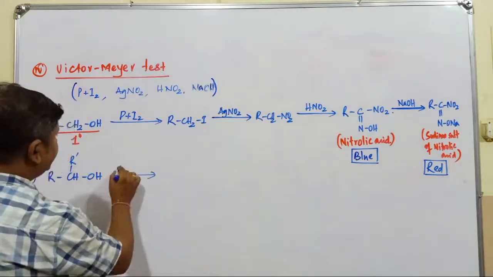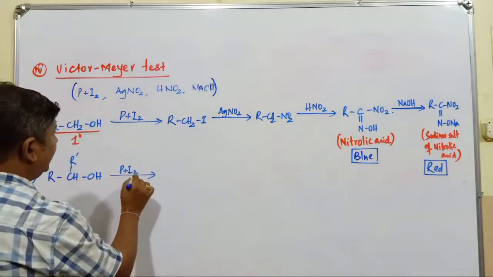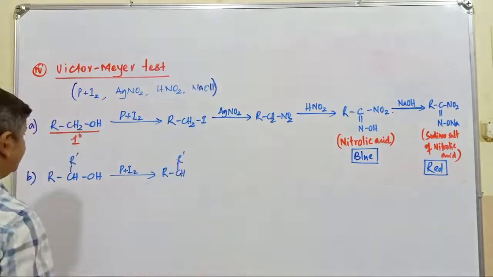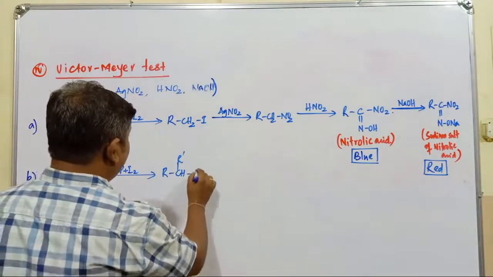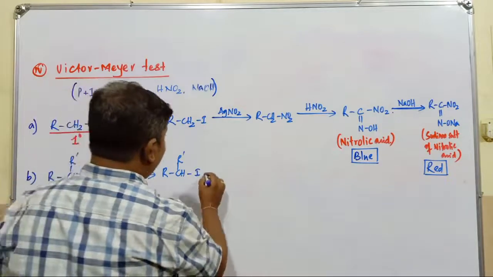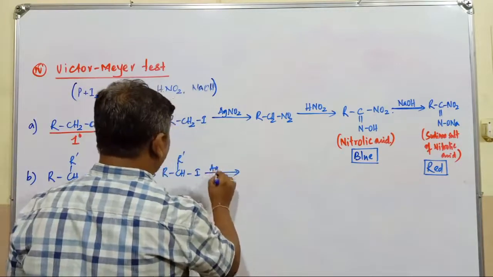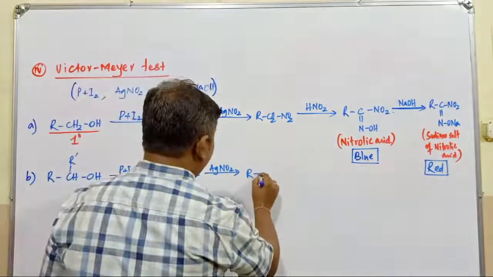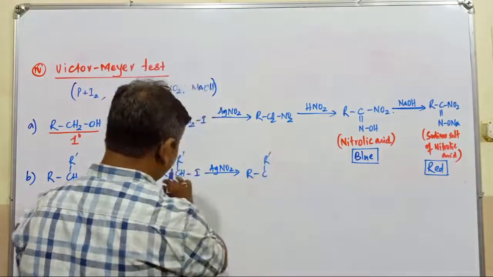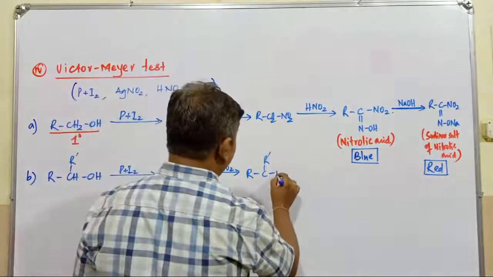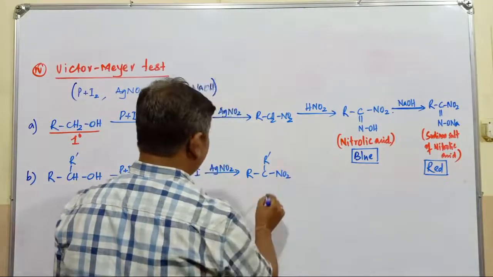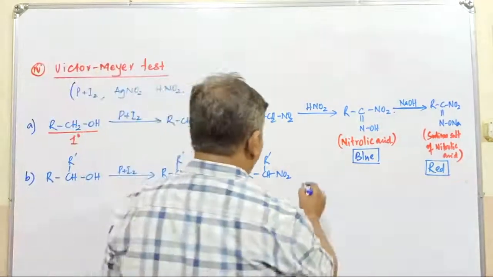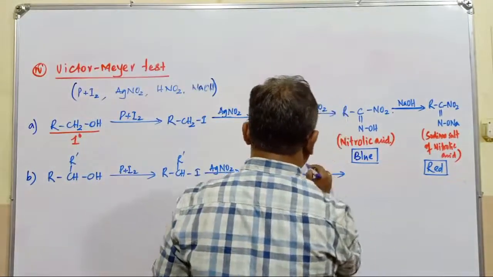First, it is treated with phosphorus and iodine. The compound is RCH(I)R', an iodine compound. Further, it is treated with AgNO2, silver nitrite. Now the compound is RCH(NO2)R'. See, the reaction is very simple. Further, it is treated with what?